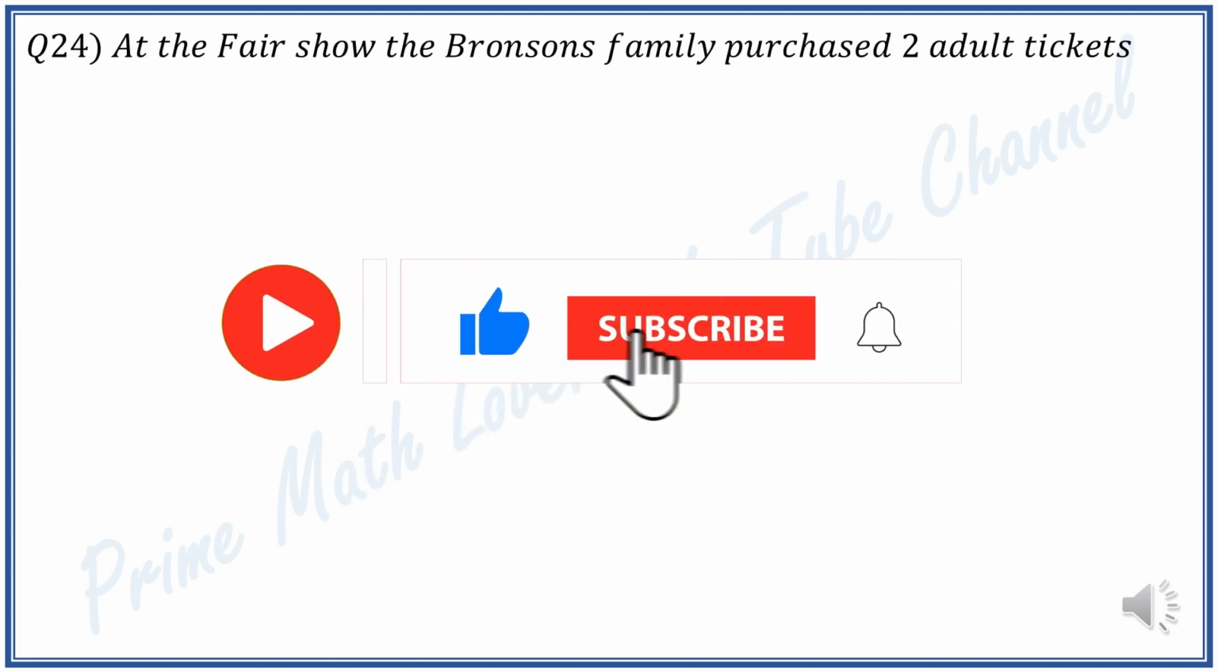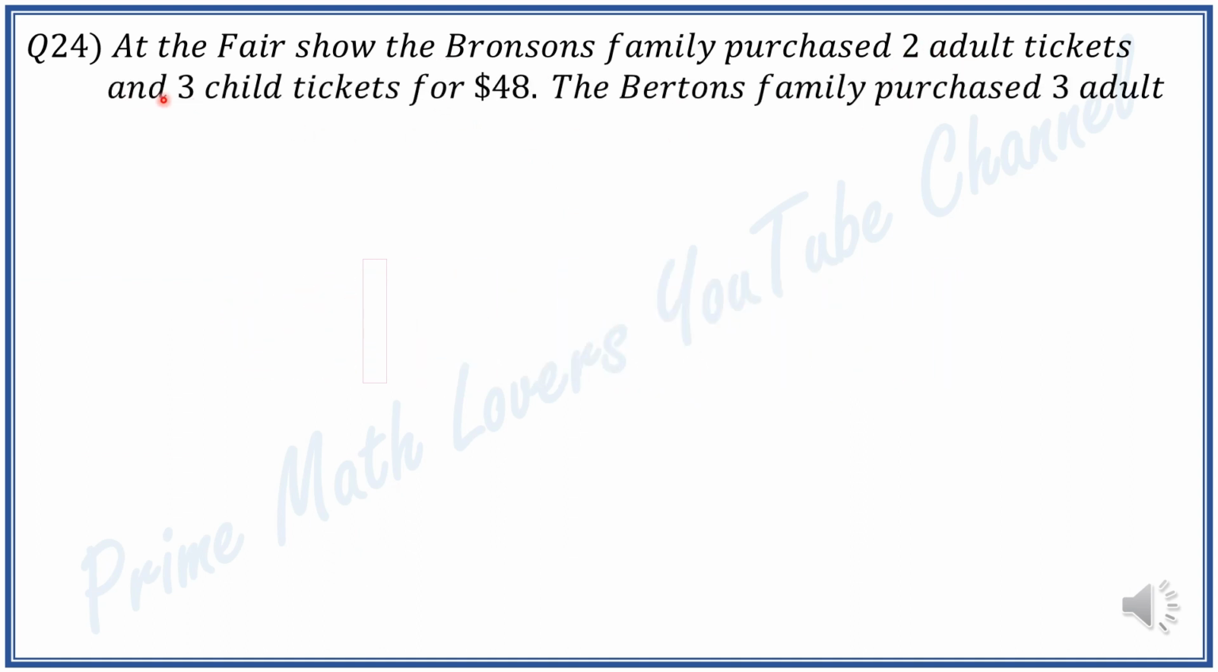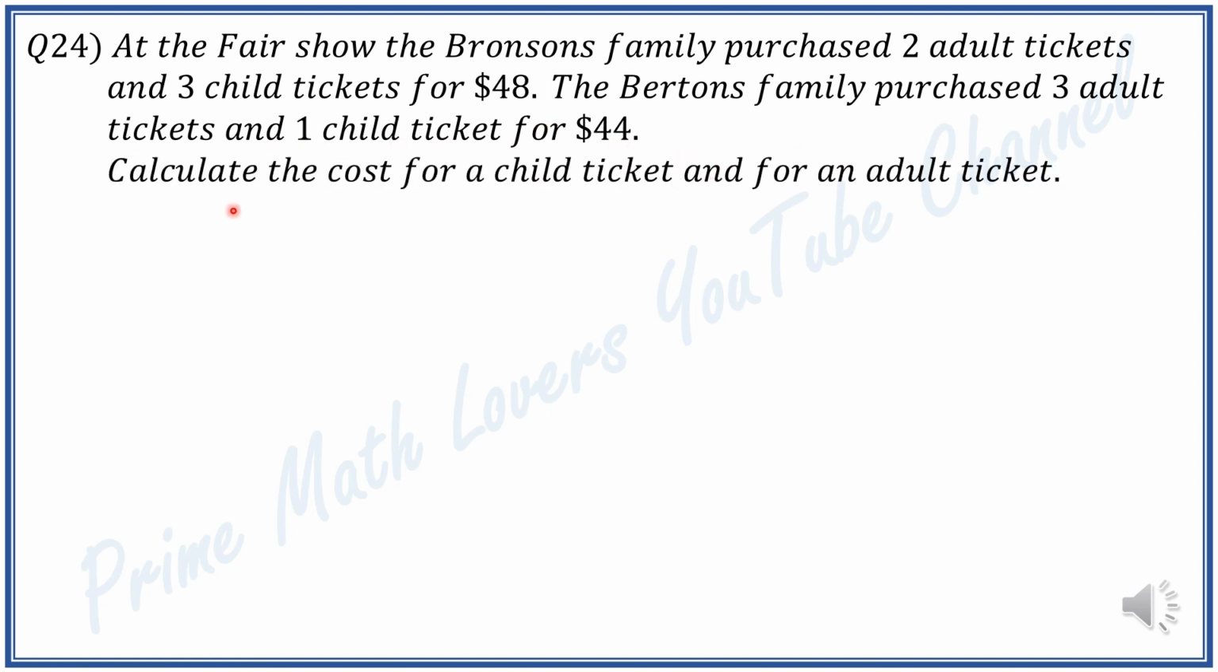Question 24. At the fair show, the Bronson's family purchased 2 adult tickets and 3 child tickets for $48. The Burton's family purchased 3 adult tickets and 1 child ticket for $44. Calculate the cost for a child ticket and for an adult ticket. Let's call child ticket price x and adult ticket price y. So x is equal to child ticket price and y is equal to adult ticket price.